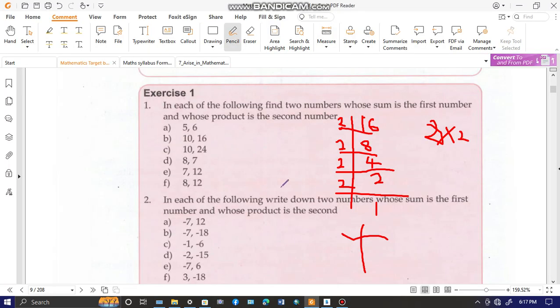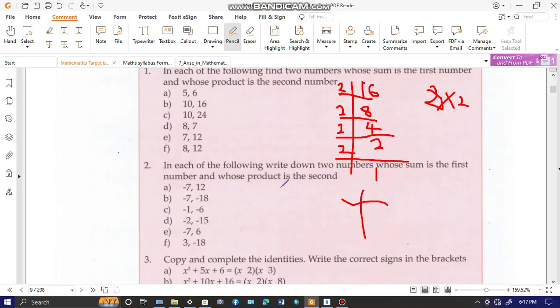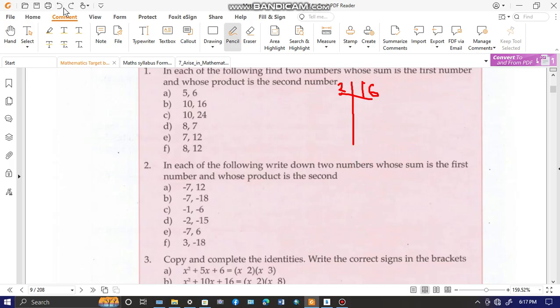The example continues, but in the second set of examples, you have a combination of negative, sometimes negative only and negative and positive numbers. So in this one, in each of the following, write down two numbers whose sum is the first number and whose product is the second number.